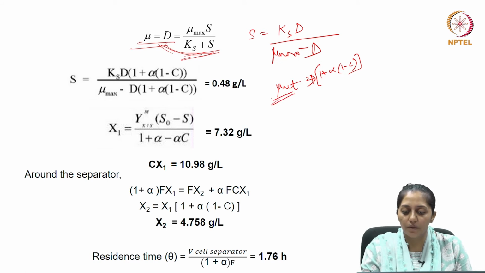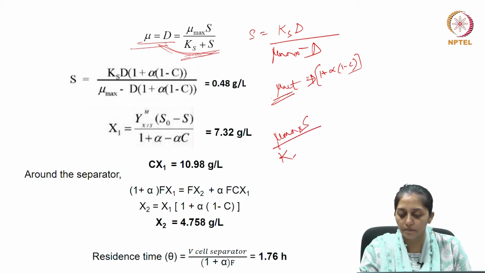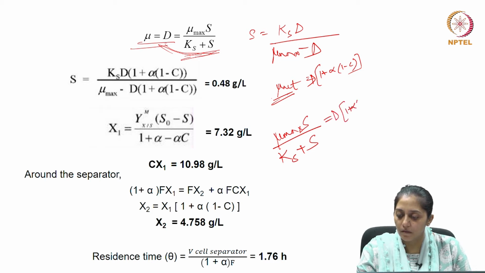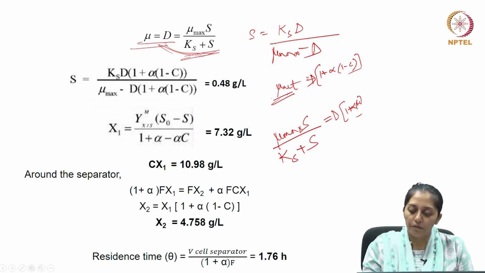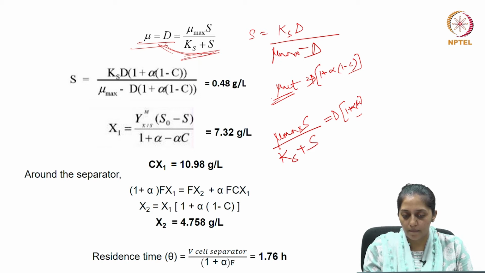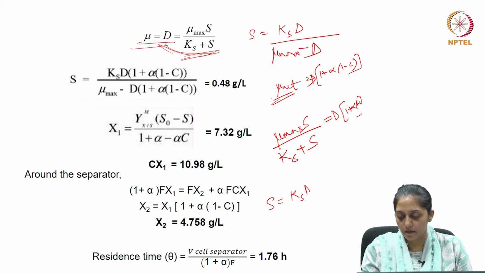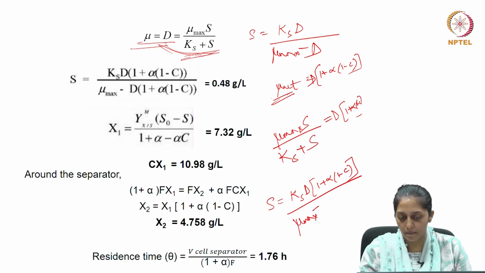Now, this mu net we know is the specific growth rate of the culture, which is following Monod's model, with no endogenous metabolism. Now, if we do the rearrangement, the expression for S can be obtained similarly as Ks D divided by mu max minus D.